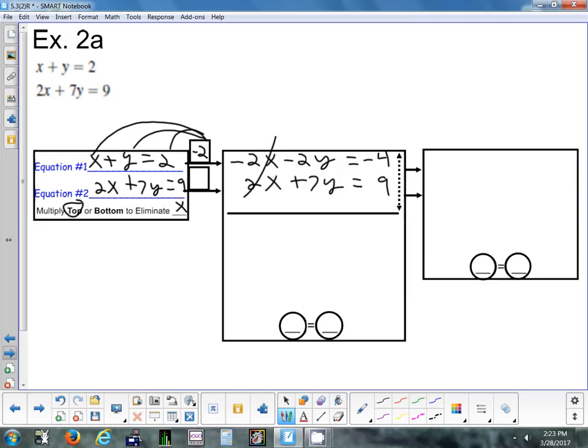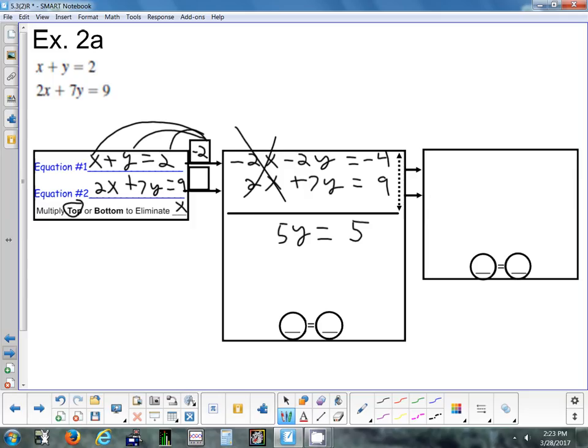Yep, and the x's with it, right? X's are gone. So what does that leave me with for my y's when I add them up? 5y? Yep, negative 2 plus 7 gives me 5y. And how about when I add the numbers on the other side? Not that 5, sorry. If it was a positive 4, it would have been 13, but it's negative, so what'd you get? 5.